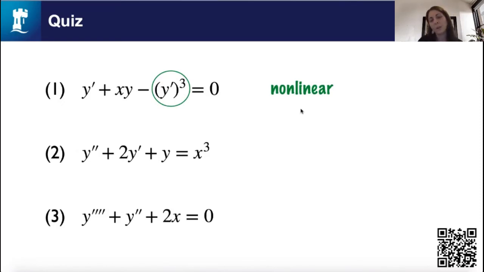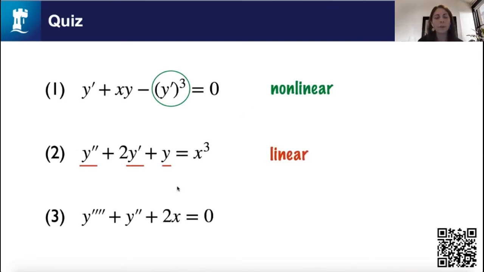The question in the quiz was also asking whether this was homogeneous or not. However, if you remember the definition of an ordinary differential equation being homogeneous, this was only referring to linear ODEs. So here, because we have a nonlinear ODE, we cannot say anything about whether this is homogeneous or not. So that's the only answer that's correct for this first question.